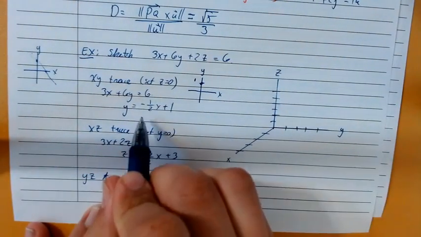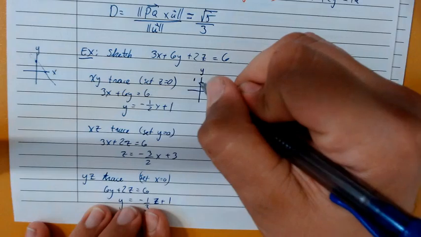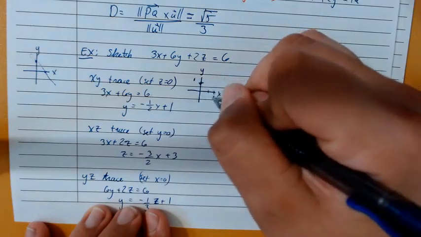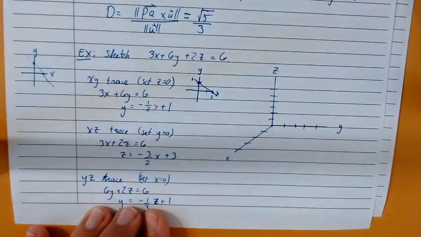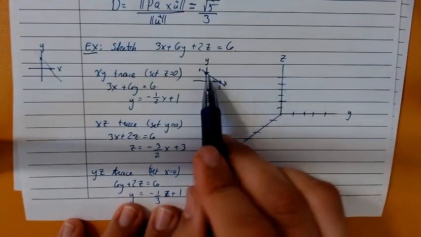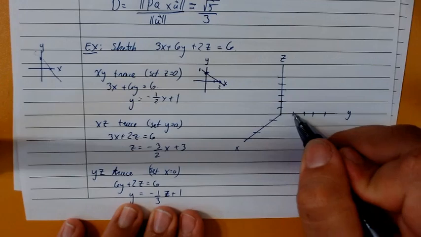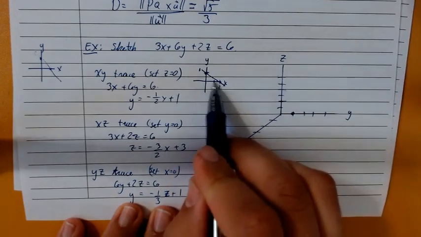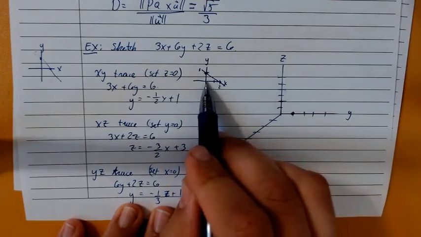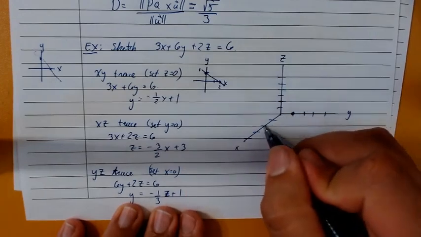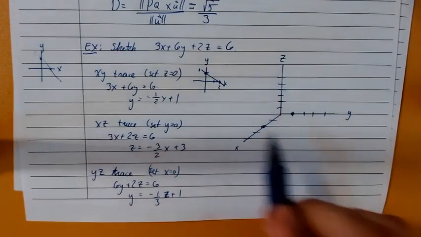It's going to have a slope of negative 1/2. So down 1, right 2. So let me transfer that over here. On the y-axis, I've gone one step in the positive direction, so right there. And in the z direction, I've gone 2 steps in the z direction, so right there. Okay, that line becomes this line.